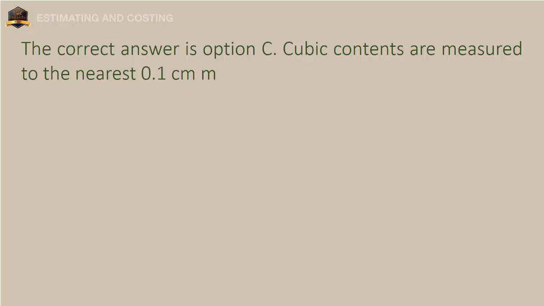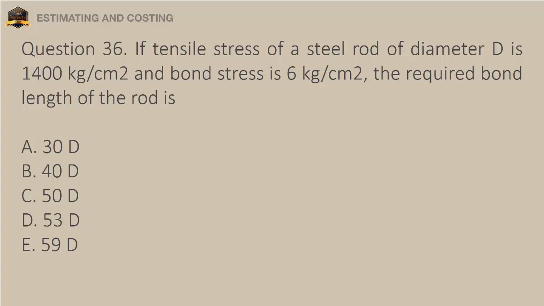Question 36. If tensile stress of a steel rod of diameter D is 1,400 kg/cm² and bond stress is 6 kg/cm², the required bond length of the rod is A. 30D. B. 40D. C. 50D. D. 53D. E. 59D. The correct answer is option E, courtyard area.